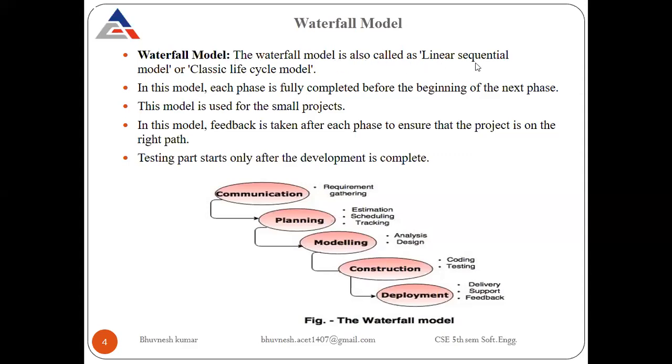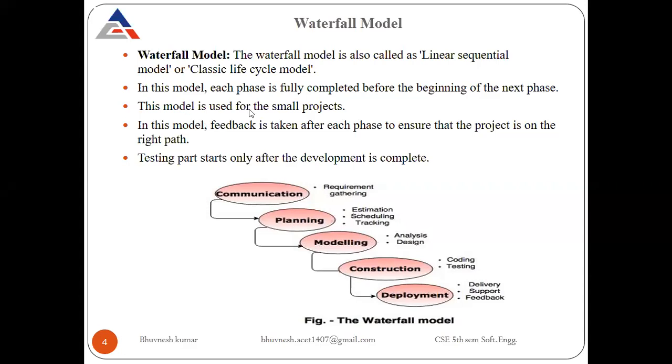The waterfall model is also called a linear sequential model or classic life cycle model. In the waterfall model, each phase is fully completed before the beginning of the next one. You can go for planning only after communication is completed. You will go for modeling if planning is completed. You will go for construction if the modeling phase is complete. Then go for the next one, because the next phase is completely dependent on the previous phase.